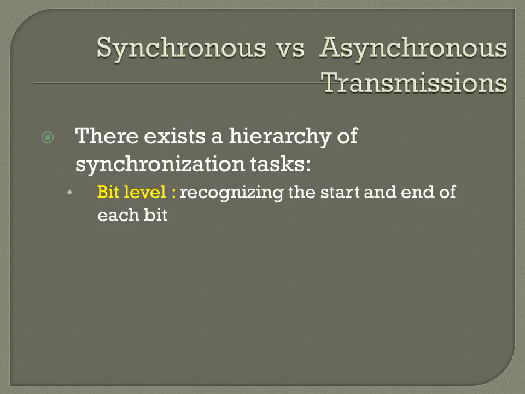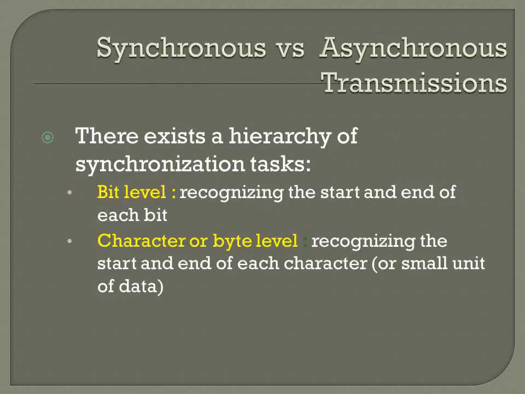Now, in general, there are a number of synchronization tasks that need to be carried out. Or we say there are different levels or a hierarchy of synchronization tasks that need to be carried out when data is sent from a sender to a receiver. The first level is a bit level synchronization. That is, we need to recognize the start and end of each bit. When a series of bits are received at the receiver, it should be able to recognize where a bit begins and where a bit ends. Now this bit level synchronization is normally handled by the physical layer.